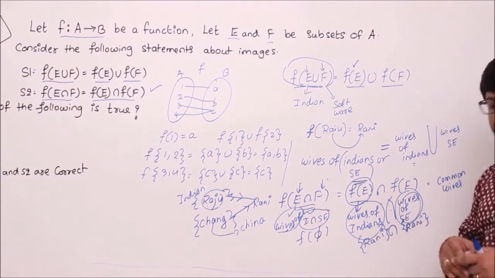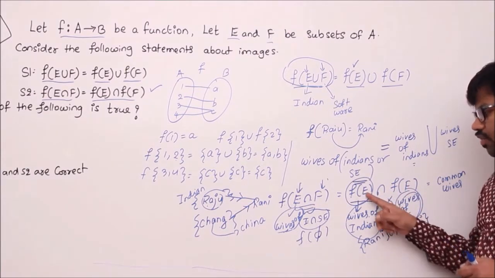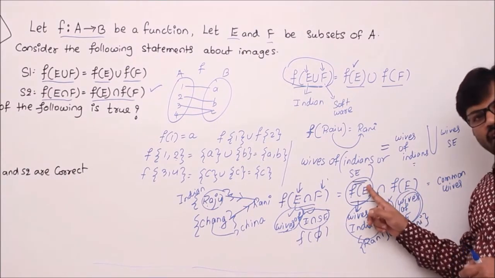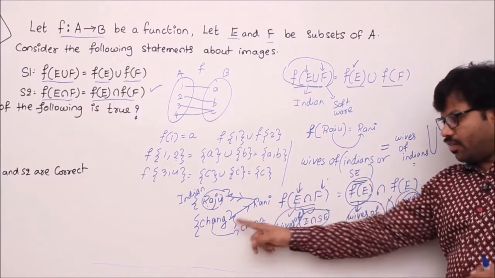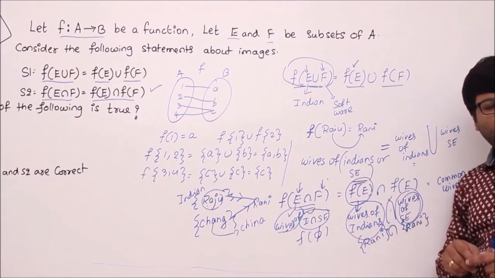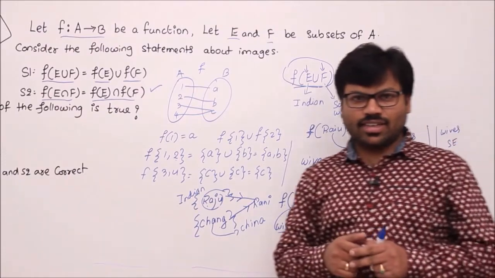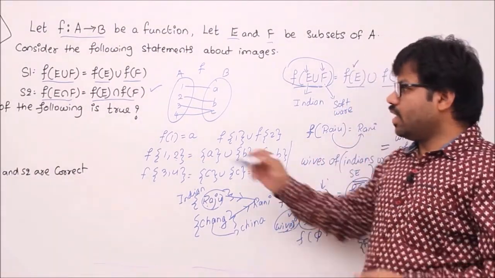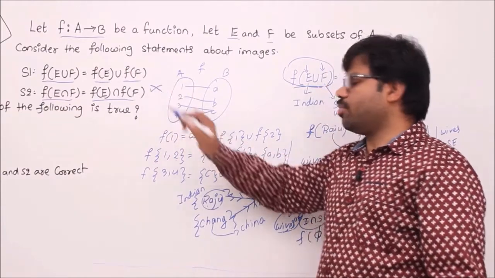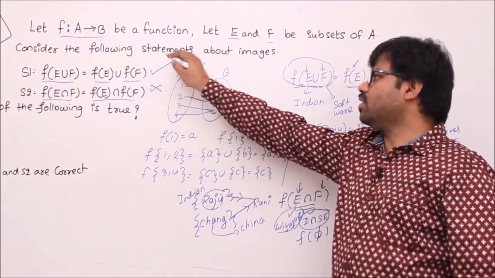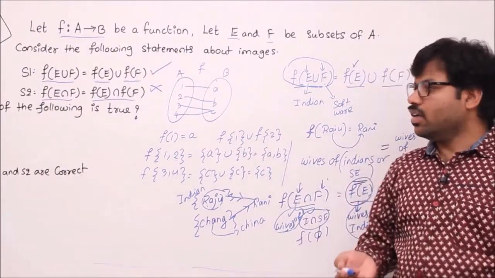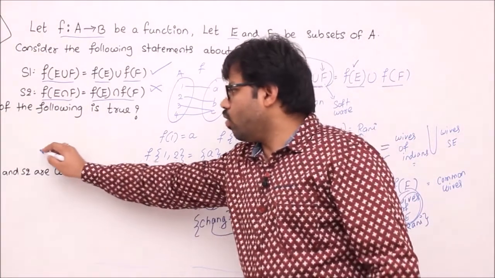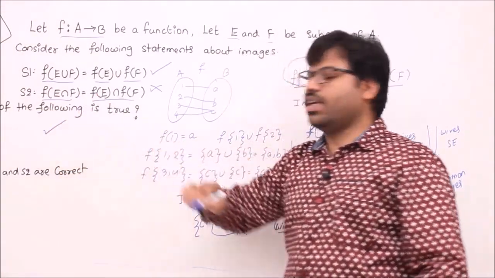Why is she on the right side? Because she is a wife of E, that means Indian. At the same time, she is a wife of a software engineer. That's why she is on the right side. Understand? That's why these two are different. So I can say that S2 is a wrong statement, but statement 1 is definitely correct. Correct? So the answer is only S1. So only S1 is correct.